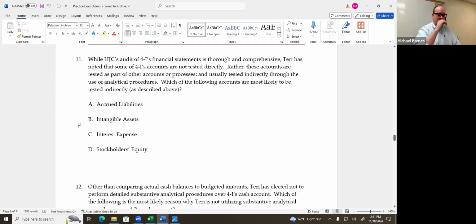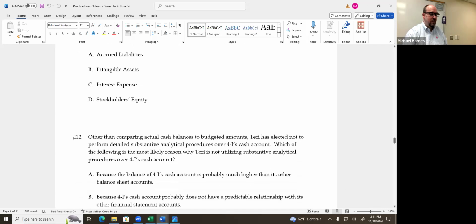All of the other ones are balance sheet accounts, which are tested directly. Interest expense is the most likely to be tested indirectly. And for context, that is one of the accounts that we have tested indirectly in this course. Remember, we did it back in chapter 5. We also did it for the chapter 14, 15, 16 homework. We used an analytical procedure to make an estimation of interest expense. So keep that in mind.